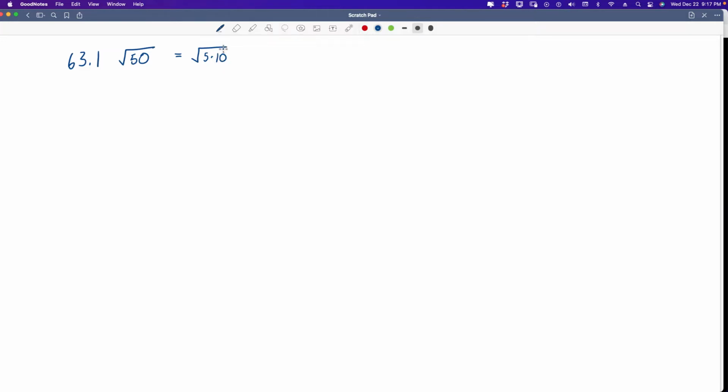Okay, so we can take this a little bit further. 10 has factors. 10 is 5 times 2, right? So we can write this as the square root of 5 times the square root of 5 times the square root of 2. Well, guess what? The square root of 5 and the square root of 5 multiplied against each other is going to give you 5. So we can rewrite this as 5 times the square root of 2.